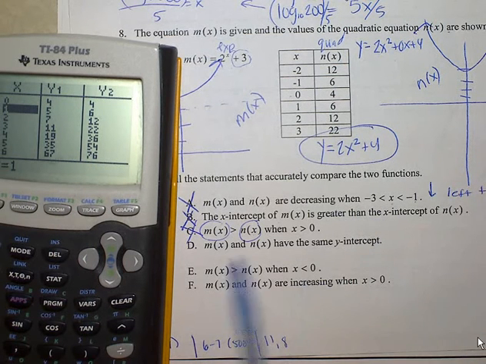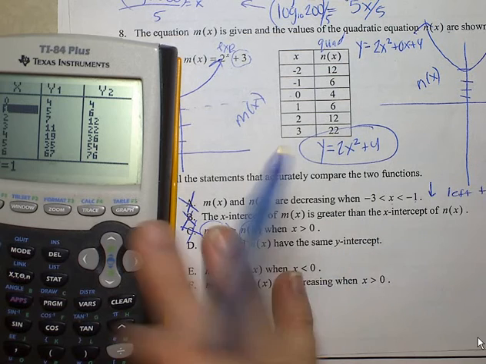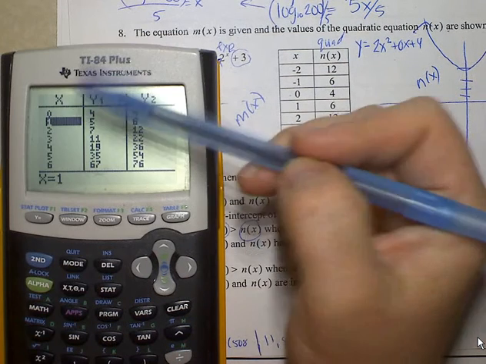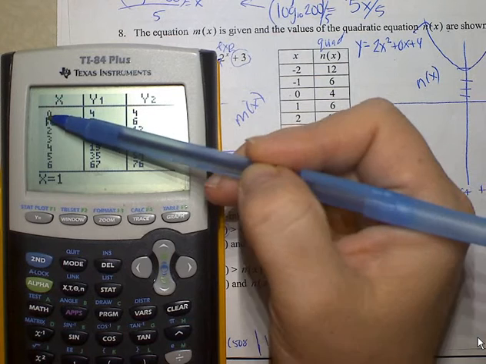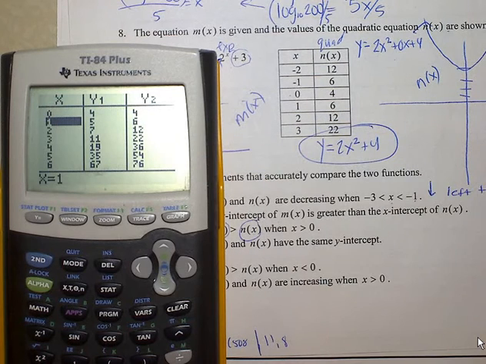Do they have the same y-intercept? Well, y-intercepts always occur when the x value is 0. So here's the y-intercept. Do they have the same y-intercept? Yes, they do.